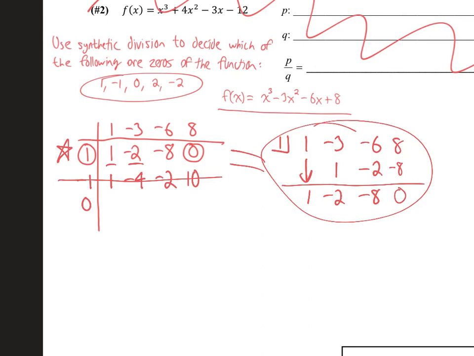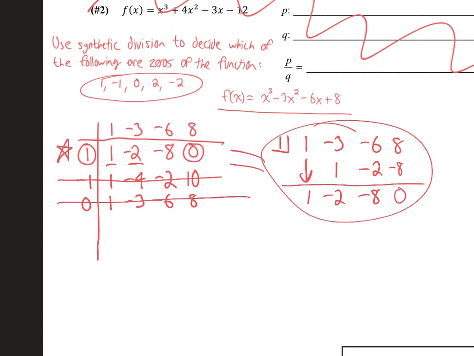All right, so we're going to bring down the 1 again, like we did before for 0. 0 times 1 is 0. Then we have negative 3 plus 0 is negative 3. Then we have 0 times negative 3 is 0. Negative 6 plus 0 is negative 6. And then we have 0 times negative 6 is 0. 8 plus 0 is 8. So this one does not work either because it is not 0 at the end. We need a 0 for a remainder.